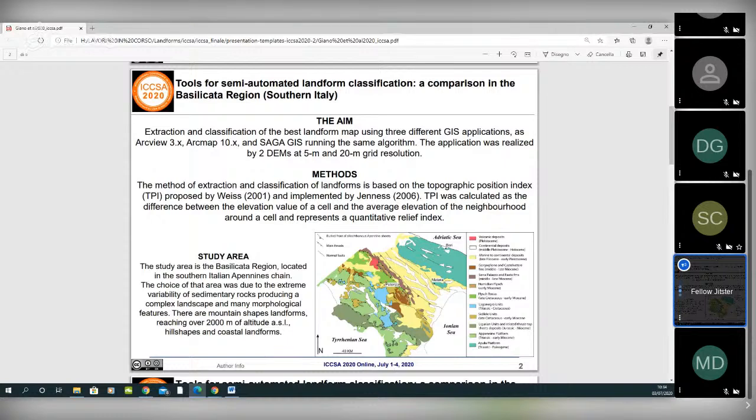And in particular, we try to recognize which semi-automatic landform map shows the best result with regard to the real morphological features of the landscape.